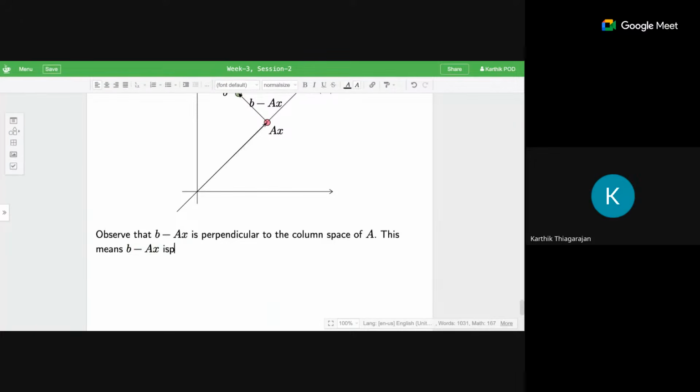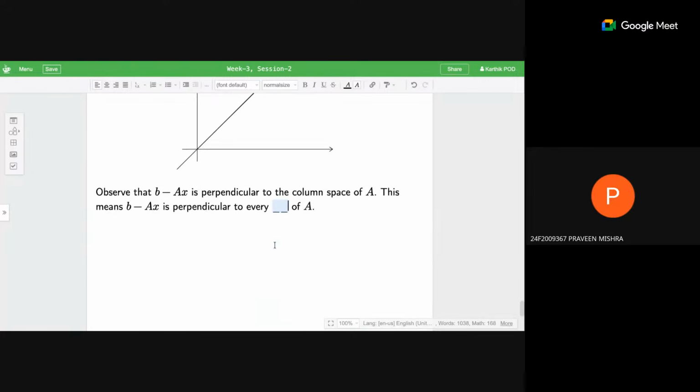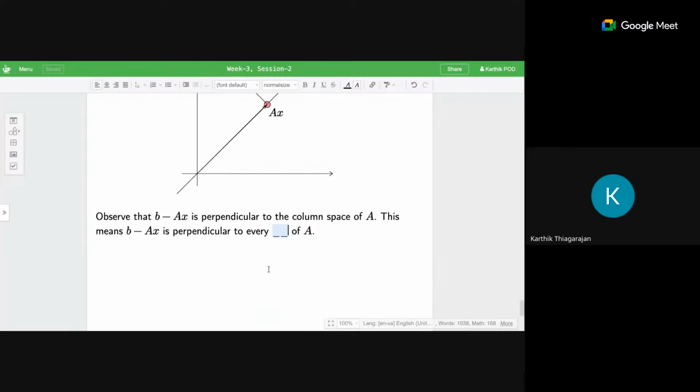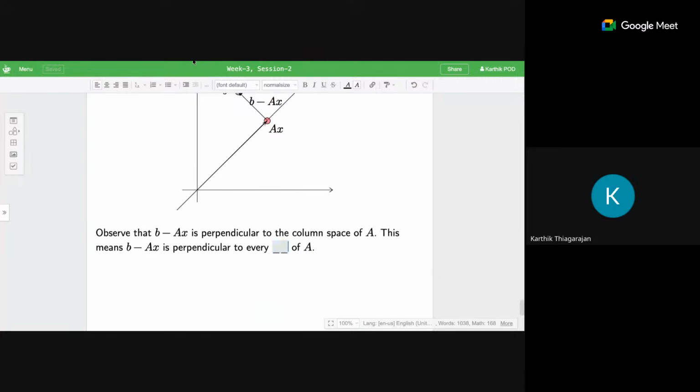B minus Ax is perpendicular to every point on Ax, every vector in the column space of A. Okay, so it is perpendicular to every vector in the column space of A, but you can simplify it to something. How can you simplify this?